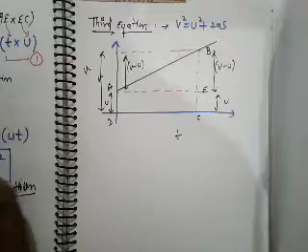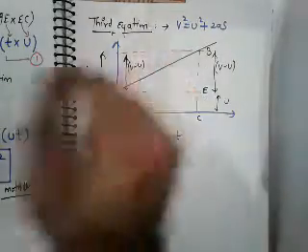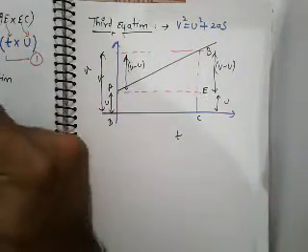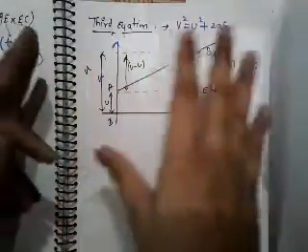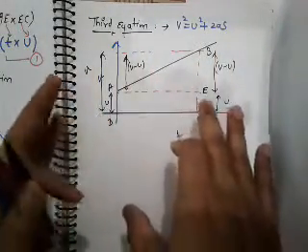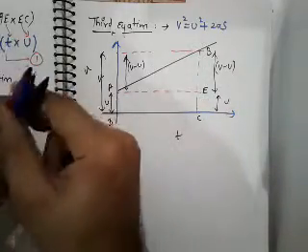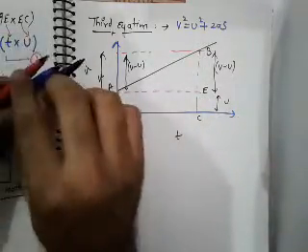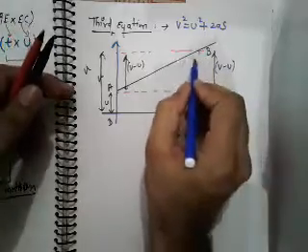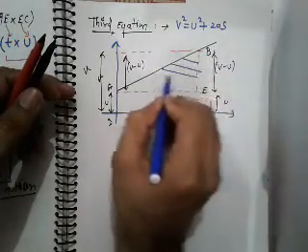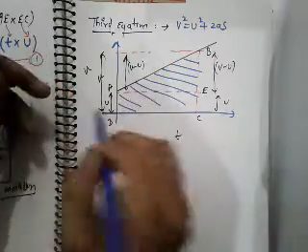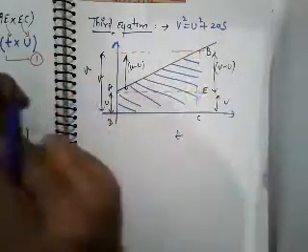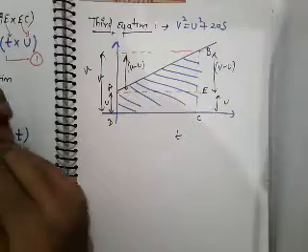Now we are going to derive the third equation of motion, which is V square is equal to U square plus 2AS, from the same graph. The graph is the same; I am just drawing it again for your understanding. For the third equation of motion, again we have to calculate the whole area under the curve, but the process is a little bit different. Now we are going to solve this total area with the formula for the area of a trapezium.